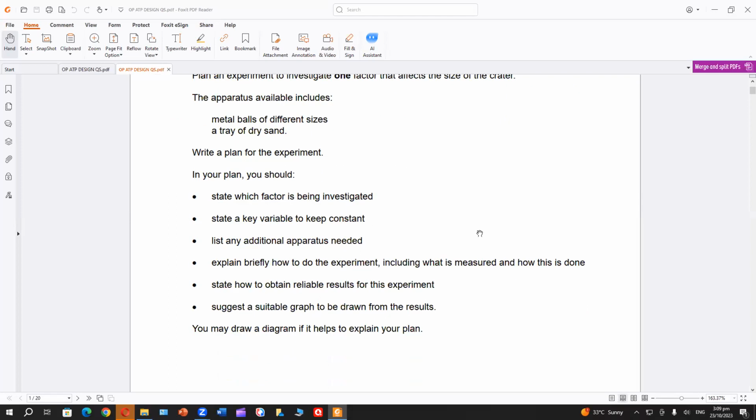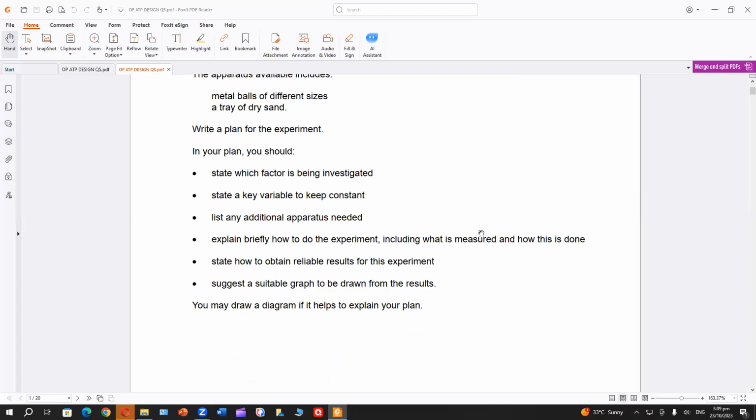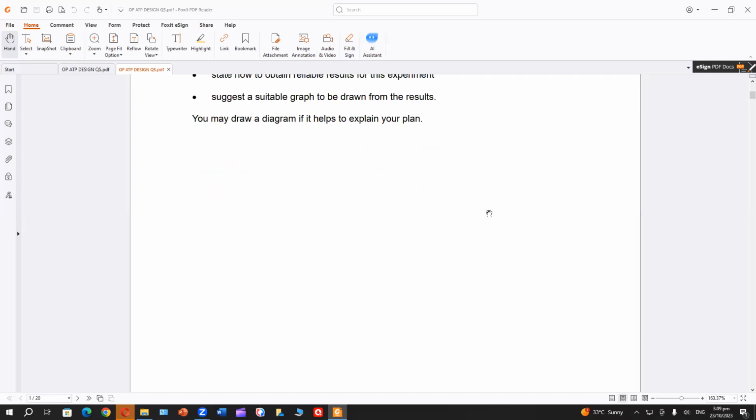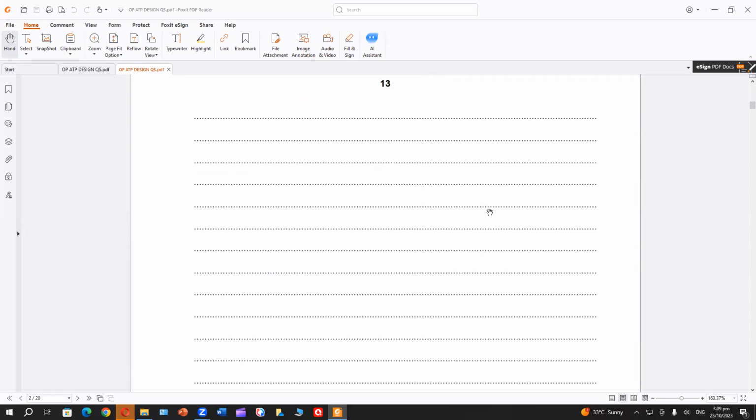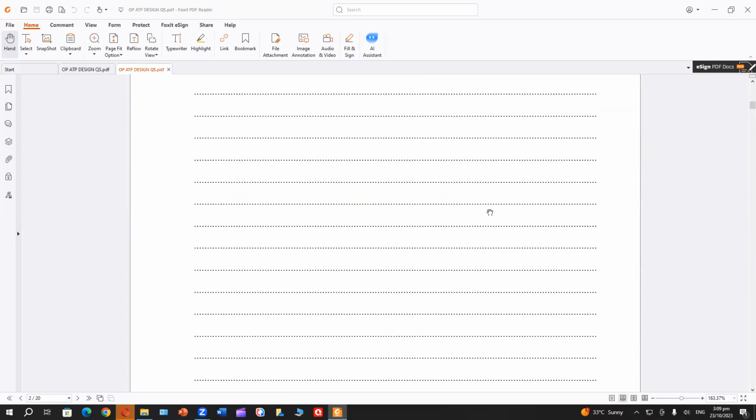State which factor is being investigated. State a key variable to keep constant. List any additional apparatus needed. Explain briefly how to do the experiment, including what is measured and how this is done. State how to obtain reliable results for this experiment. Suggest a suitable graph to be drawn. You're not supposed to draw the graph, but you just have to mention about the approach. These are the lines you have to use.